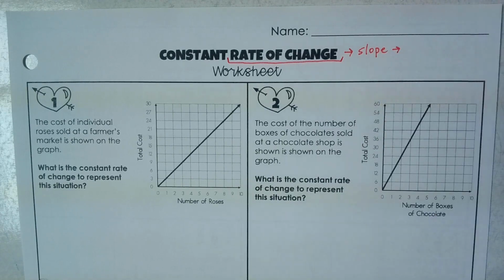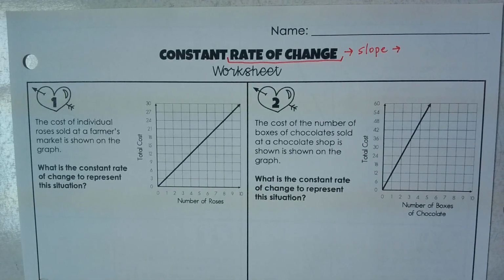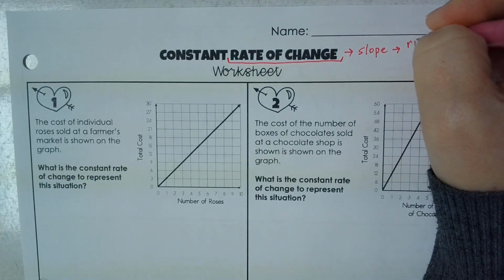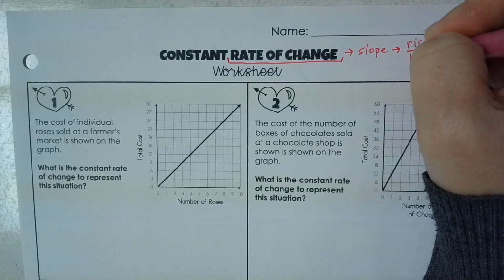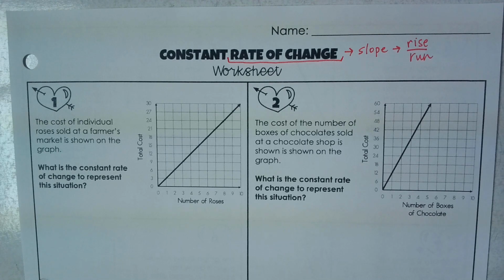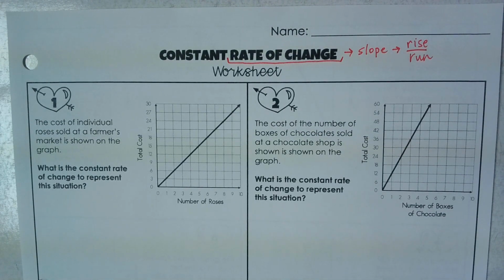Same exact thing. And what did we do yesterday to find slope, to calculate slope? We plotted the points, and then what did we do? Drew the arrows. And then what? Divide the rise and the run, right? So slope is the same thing as rise over run. All these things are synonymous. Rate of change, slope, rise over run, all these are interchangeable. Okay?